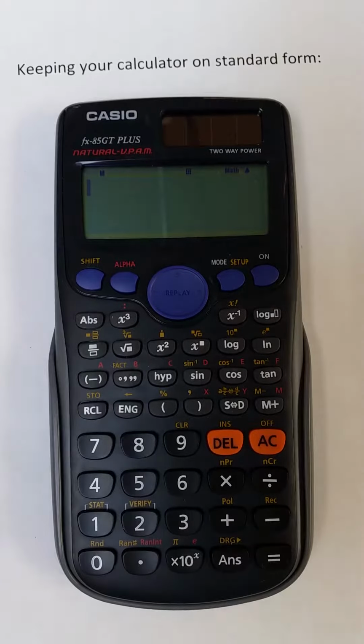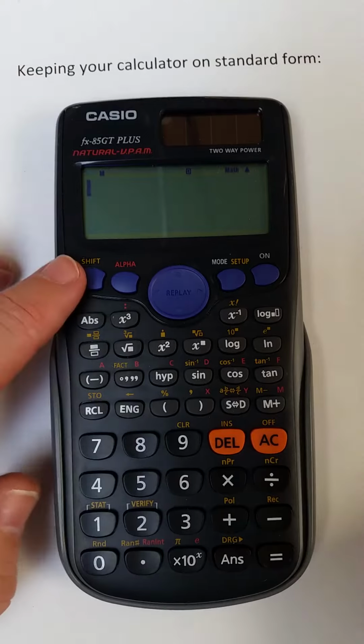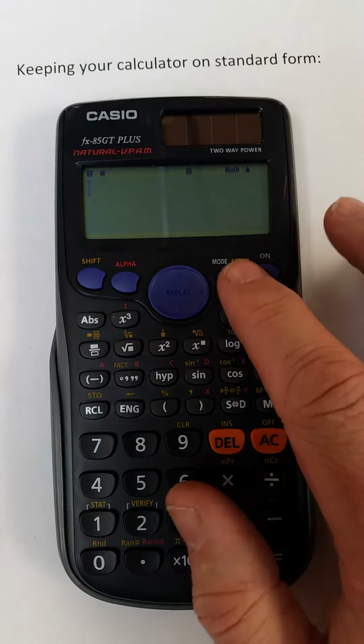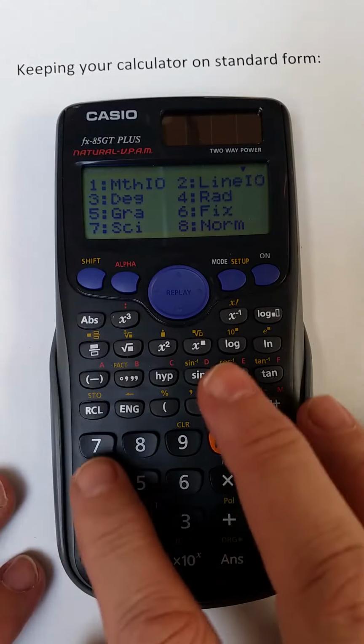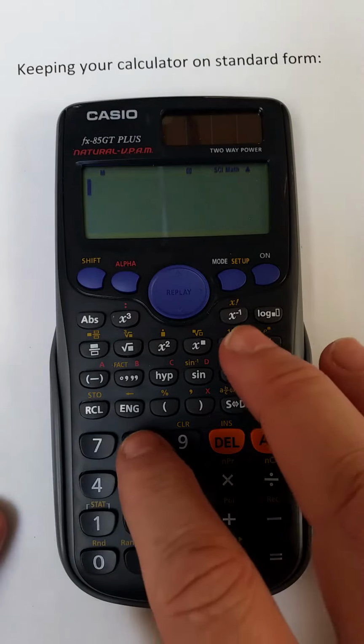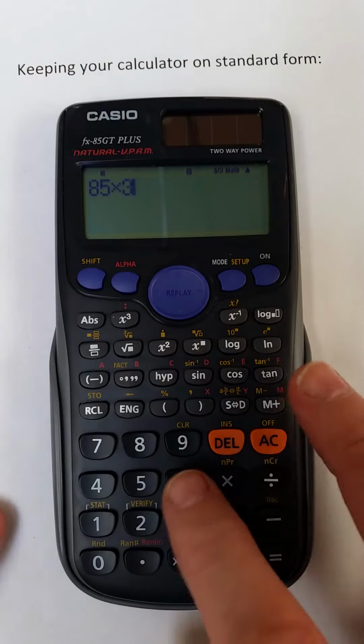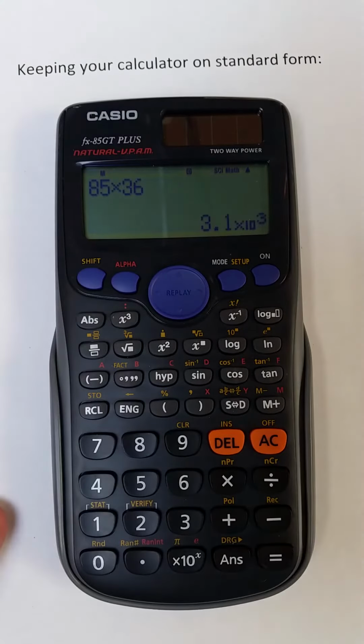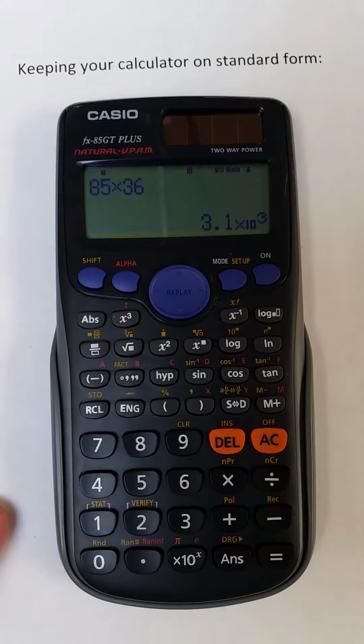Sometimes we'll want our calculator to stay in standard form all the time. It can be told how to do this. What you've got to do is Shift, Mode, and then 7, and it says Sci 0 to 9. What that wants you to do is tell it how many decimal places you want to go after the standard form. Let's choose 2. So here now we put in a simple calculation. 85 times 36 equals 3.1 times 10 to the power 3.